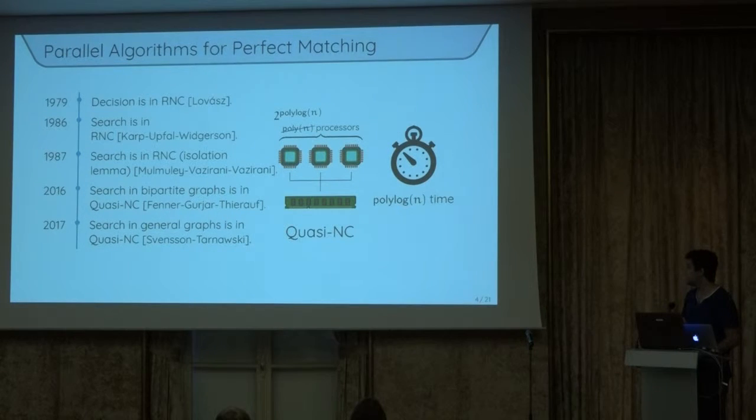First, there was this result of Fenner, Gurjar and Thierauf, which basically showed that search in bipartite graphs, or the decision version was open as well, search or decision was in quasi-NC. So in quasi-NC, the only difference is that you want the running time to be polylogarithmic, and you allow the number of processors to be quasi-polynomial instead of polynomial. Okay? So then 1 year later, this was generalized to arbitrary graphs, not necessarily bipartite.